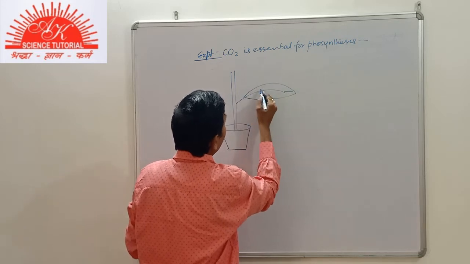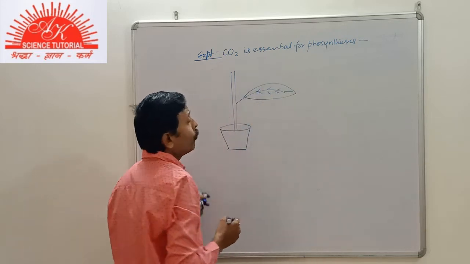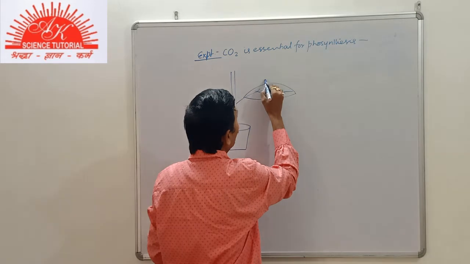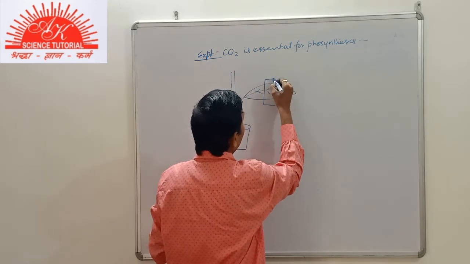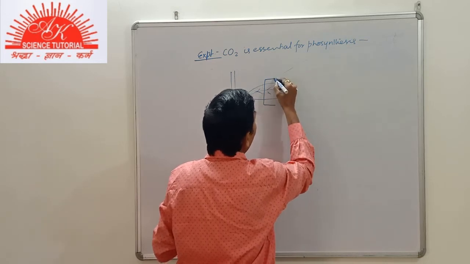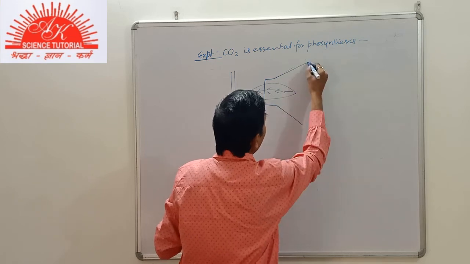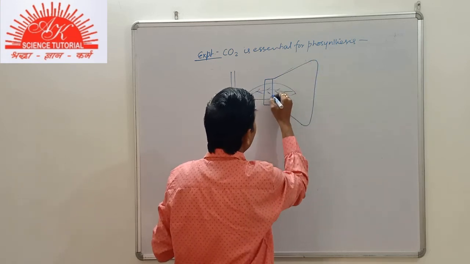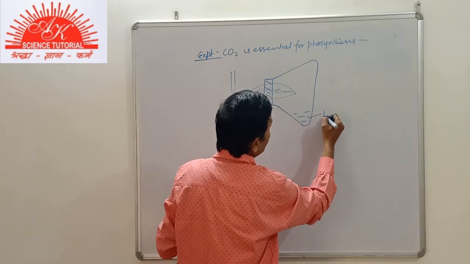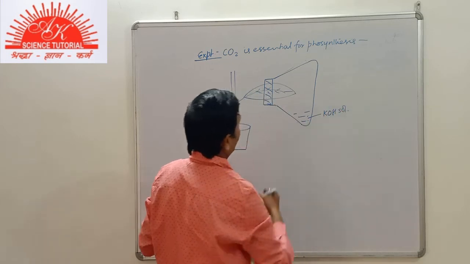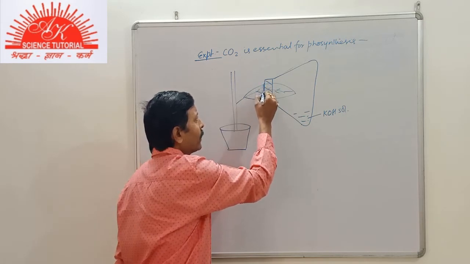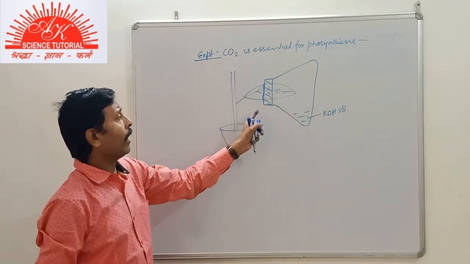How is the setup arranged, students? Now we take a split cork and place it over the leaf. Half part of the leaf is inserted in a conical flask in which some KOH solution is taken. The setup is then properly sealed, that is, grease or wax is applied to make it airtight.